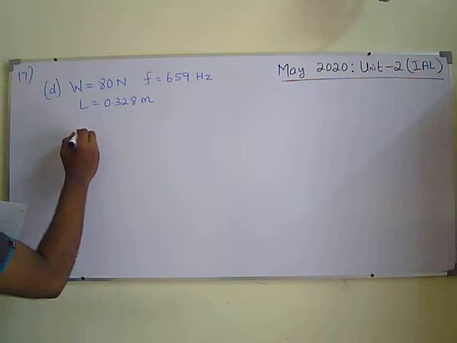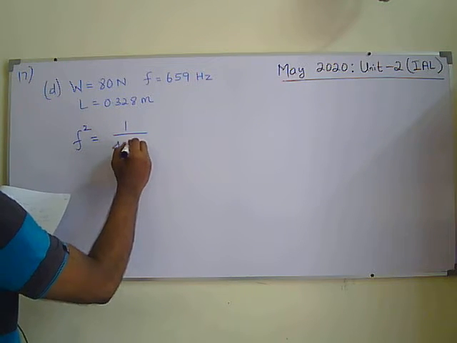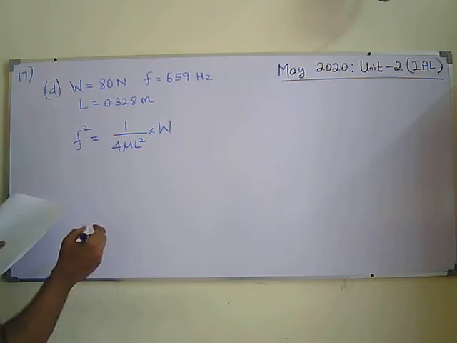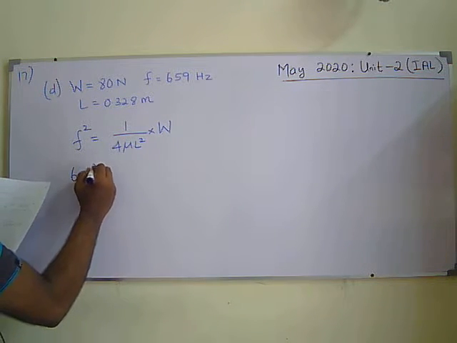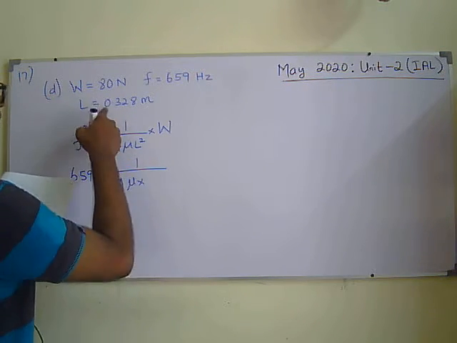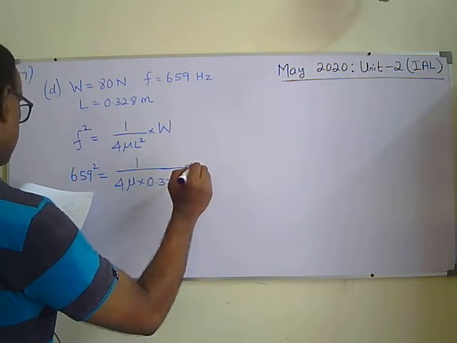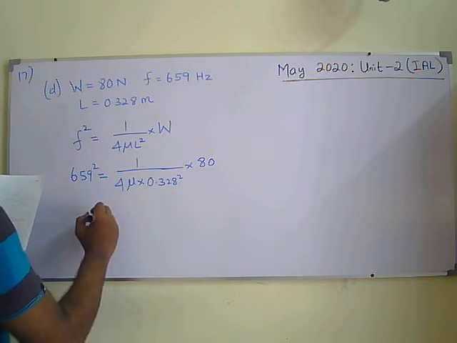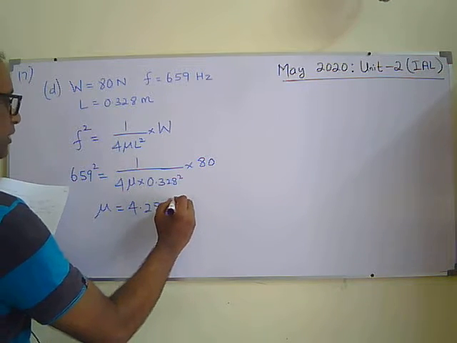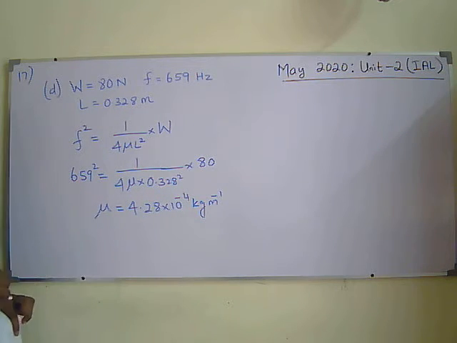So you got an equation in the previous part, f squared equals 1 over 4 mu L squared times W. Just substitute: 659 squared is equal to 1 over 4 mu times L squared, 0.328 squared, into W, which is 80. Find the mu. You will get 4.28 times 10 to the power minus 4 kilogram per meter. That's all.